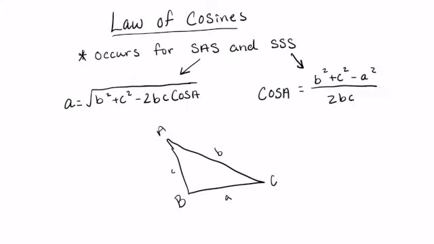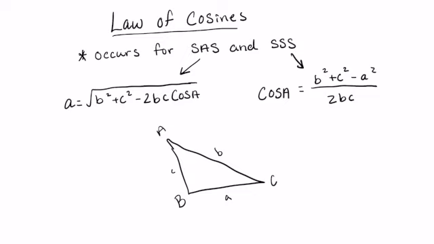In this video, we're going to talk about the law of cosines. Very similarly to the law of sines, these laws allow us to find missing sides and missing angles of oblique triangles, or not right triangles. The law of sines we covered in another video.